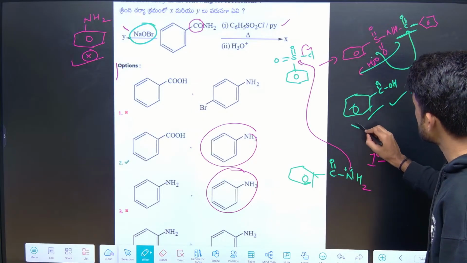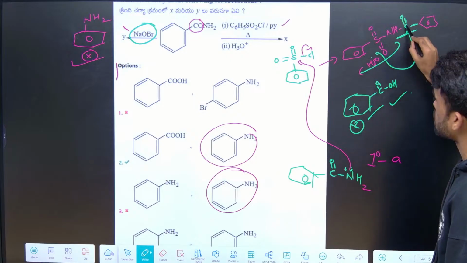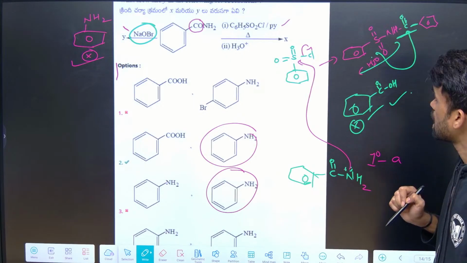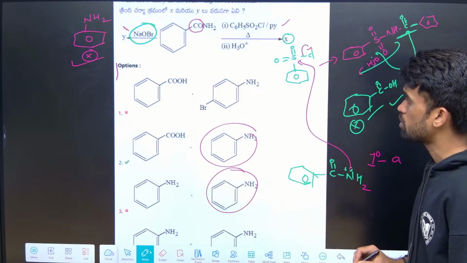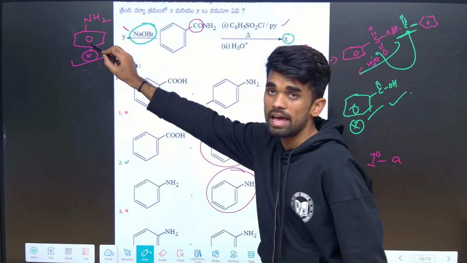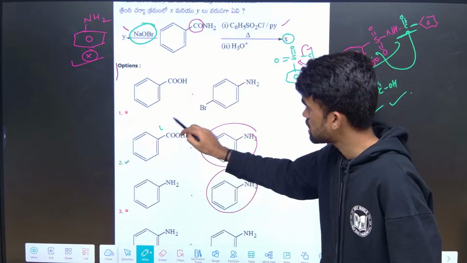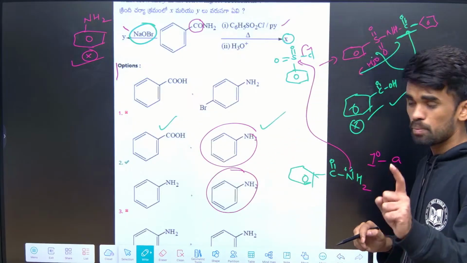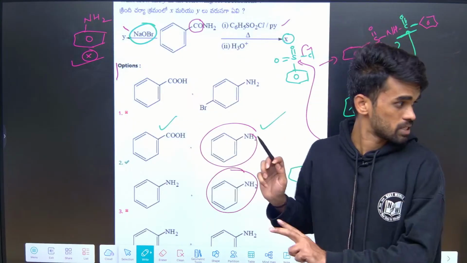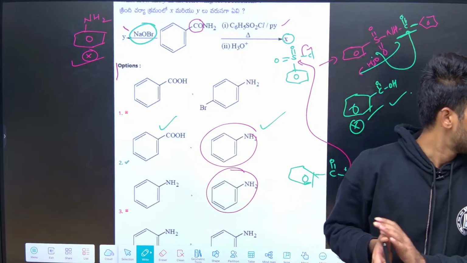So what is our X here? It will attack this carbonyl group and generate carboxylic acid as a product. So our X is carboxylic acid and our Y is aniline. I hope it is clear how we got these two options. Yes. Now let us move further.